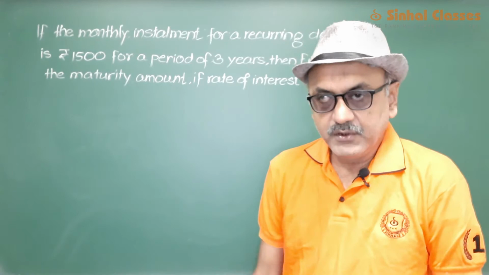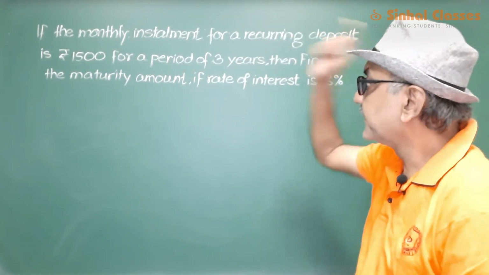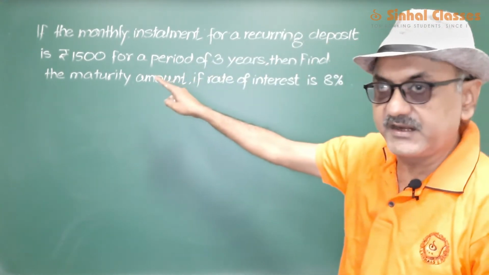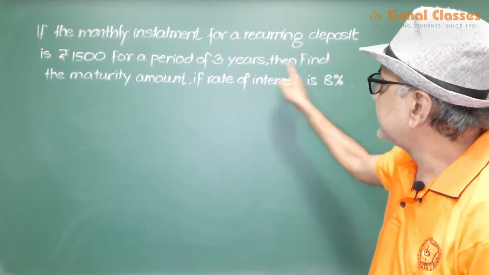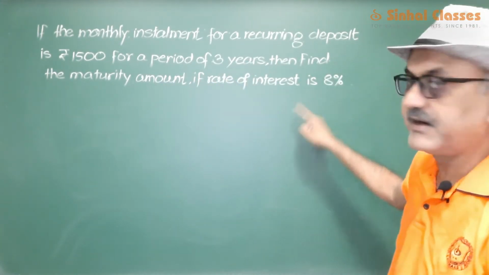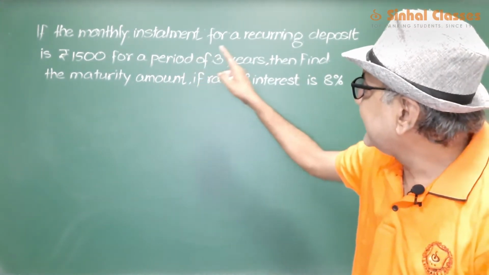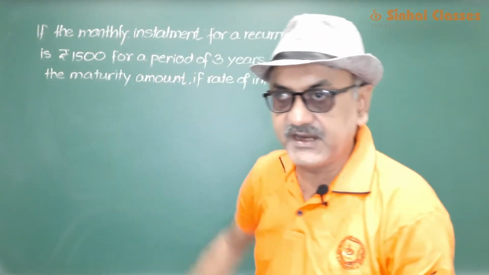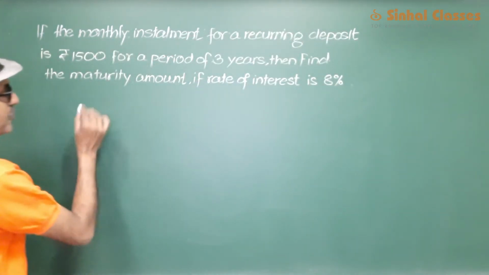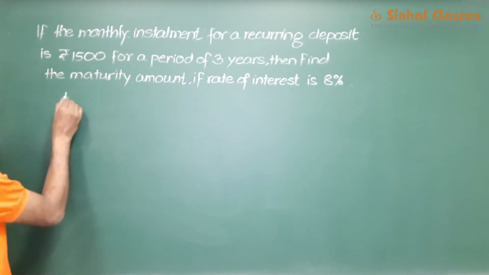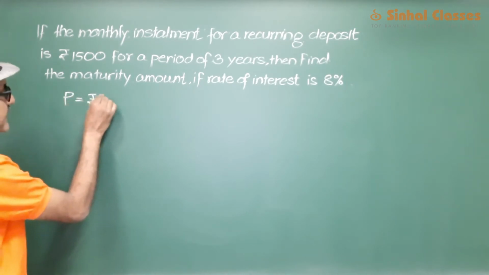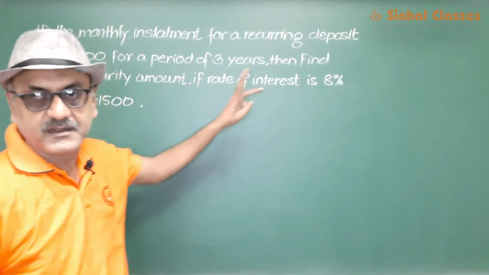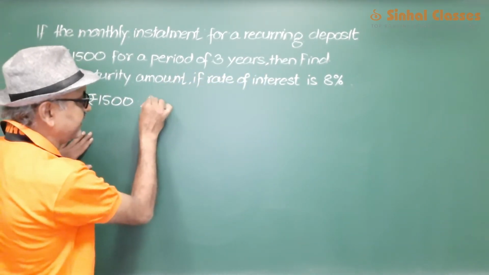Alright, okay bacho, let us start with the first sum. It is given that if the monthly installment for a recurring deposit is rupees 1500 for a period of 3 years, then find the maturity amount if the rate of interest is 8%. Now monthly installment for a recurring deposit is rupees 1500. Now this 1500 is the monthly installment. Now as we have discussed, monthly installment is given as P, for a period of 3 years. Now 3 years is N.